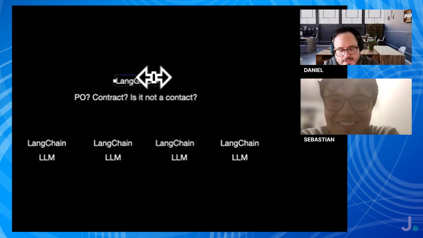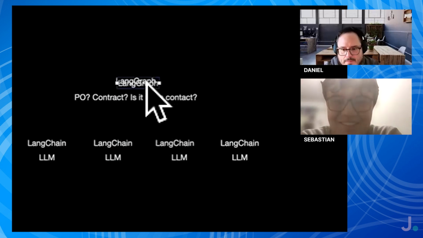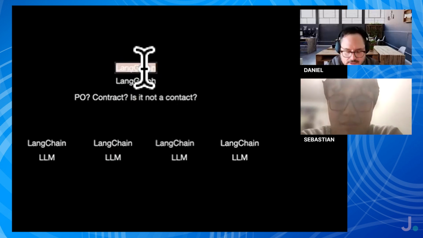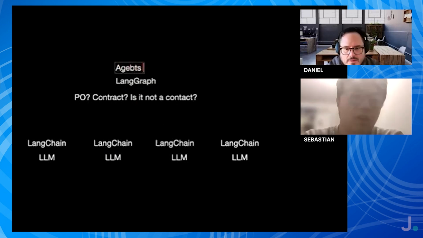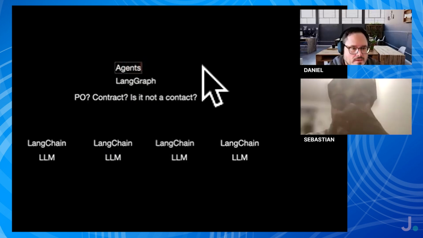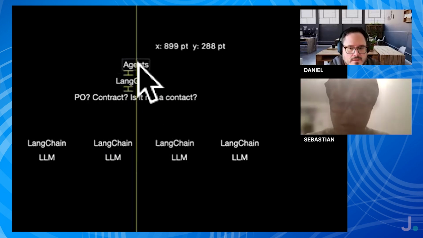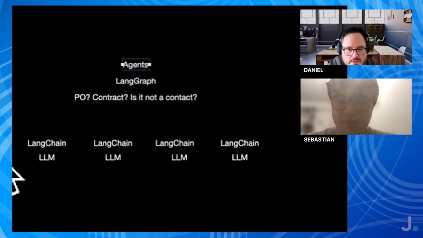Is LangGraph considered the agent? So this is an agent, right? Yeah, all of this flow, LangGraph and LangChain and LLMs, all of this together, that's the agent. All this together is an agent. Exactly.